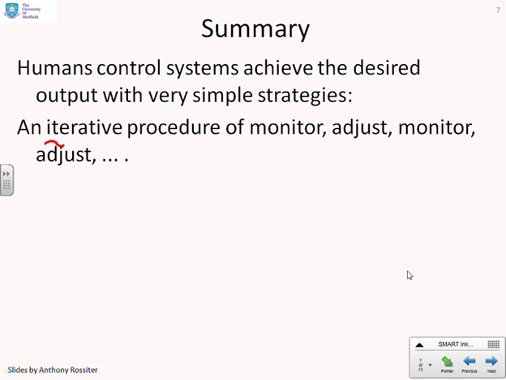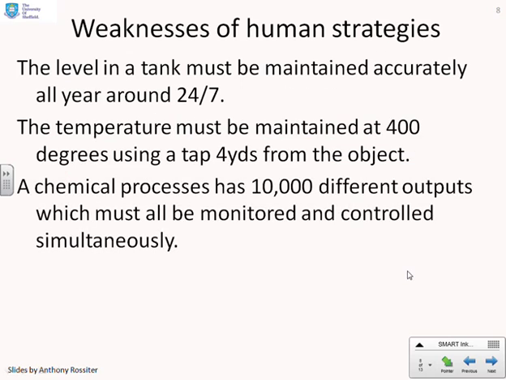So in summary, humans control systems using a very simple strategy. We have an iterative procedure of monitor what the output's doing, apply adjustment to the input based on what we've monitored, monitor again, adjust again, and we keep going round and round and round continuously. Monitor what it's doing, make an adjustment, monitor, adjust.